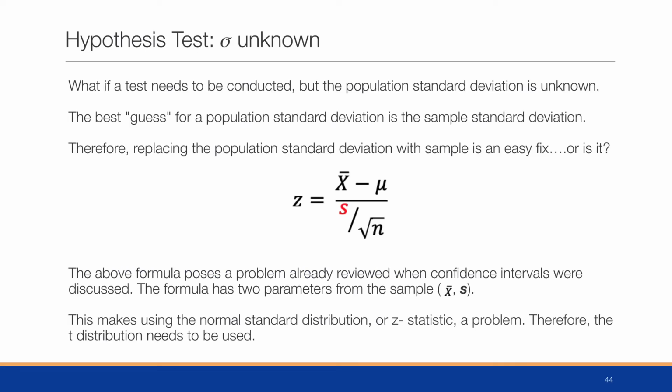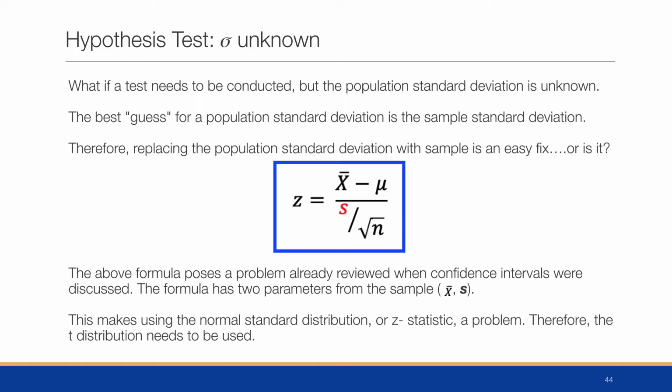Looking at the hypothesis test, we've already seen what we can do when sigma is known, but many times sigma is unknown, as we've talked about before. So if a test needs to be conducted, but that population standard deviation is not known, our best guess for that population standard deviation is the sample standard deviation. Therefore, replacing the population standard deviation with the sample is an easy fix. Or is it?